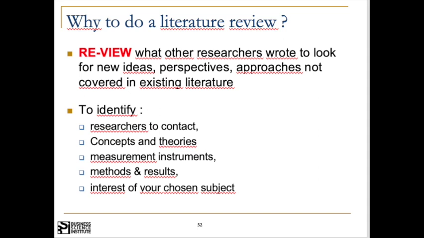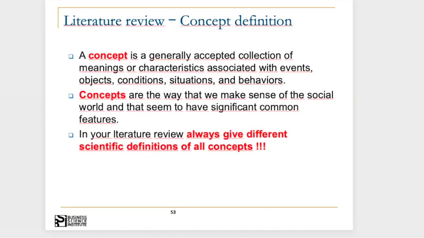So it shows the interest, and by summarizing and showing the status quo of the literature, you will show the importance of the topic. You will identify the concepts and theories, and the measurement instruments. You will show the summarized main results, the main problems that have been found, and the interest of your topic. The idea is, when you read the literature and do the literature review, you have to immediately define the concepts or the variables which are relevant for your research.